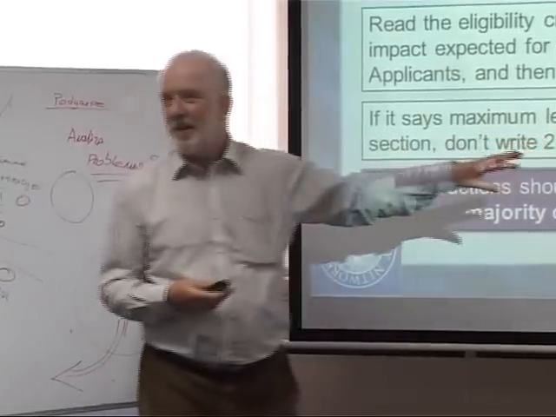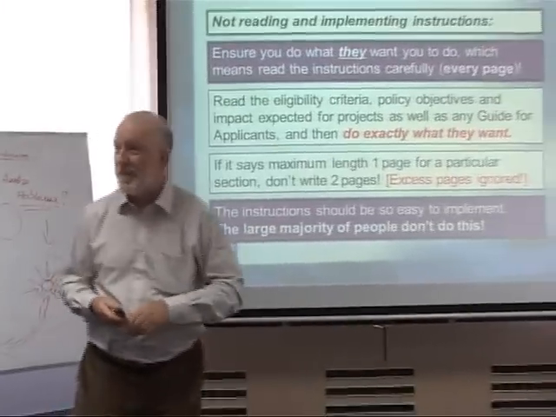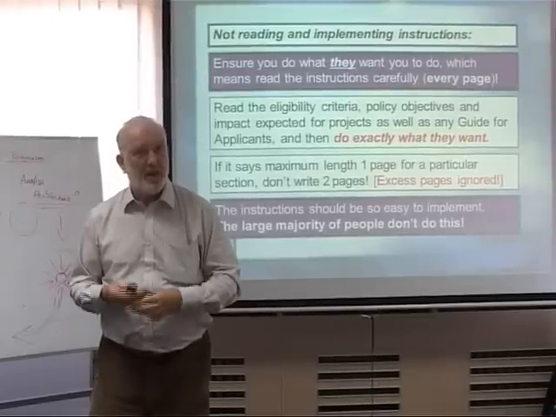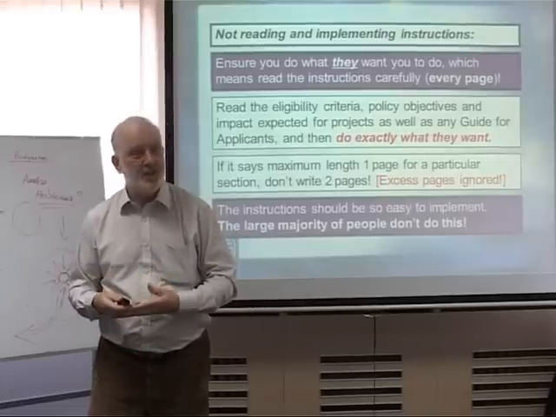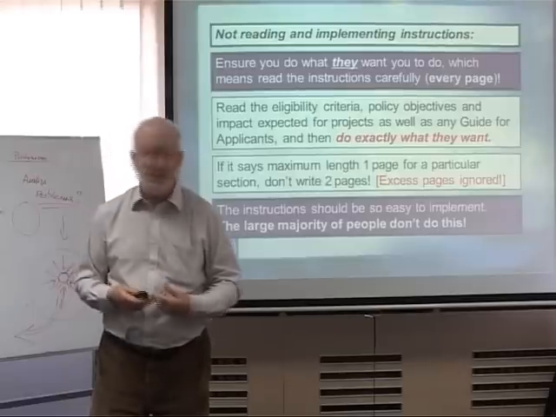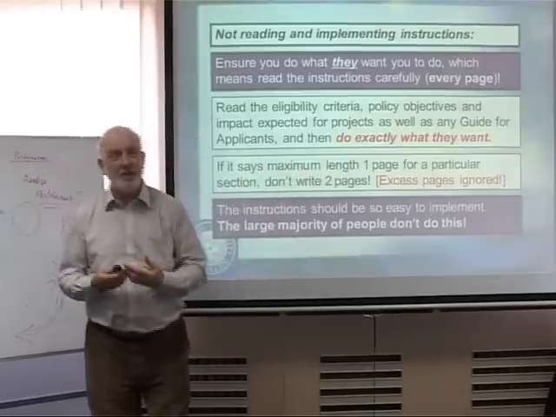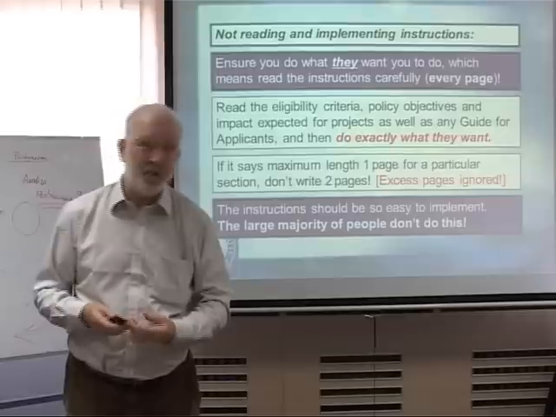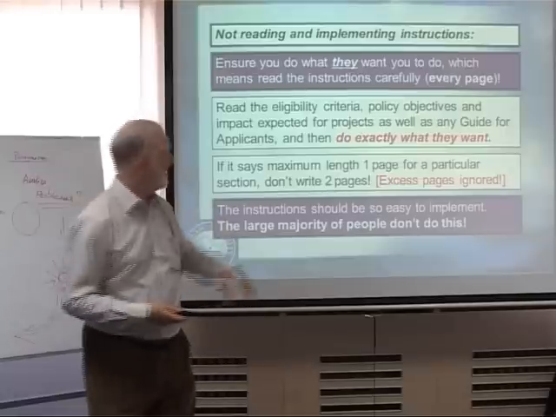Now, you might think, well, it's not a big problem. They're not going to reject my proposal because of that. But for many funding schemes, they advise the evaluators to ignore any pages which are over the page limit. So if you have written 5 pages for this section and your key argument for them giving you the money is on page 3, then I'm sorry to say that your proposal is not likely to succeed because you didn't follow the instructions.